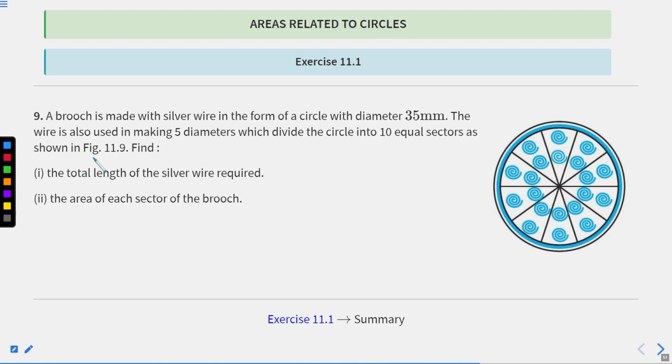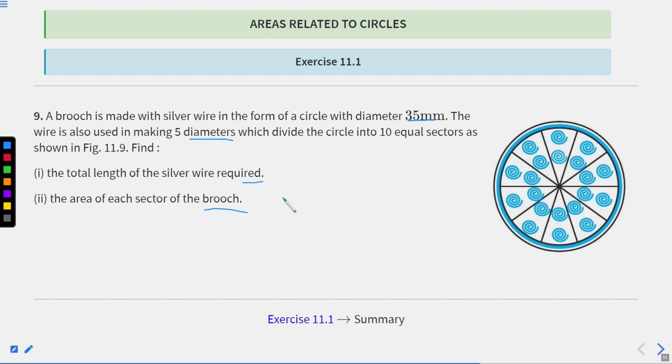So it says to us, a brooch is made with silverware in the form of a circle with diameter 35 millimeter, and the wire is also used in making 5 diameters which divide the circle into 10 equal sectors as shown in this figure. Then we have to find the total length of the silverware required and the area of each sector of the brooch.